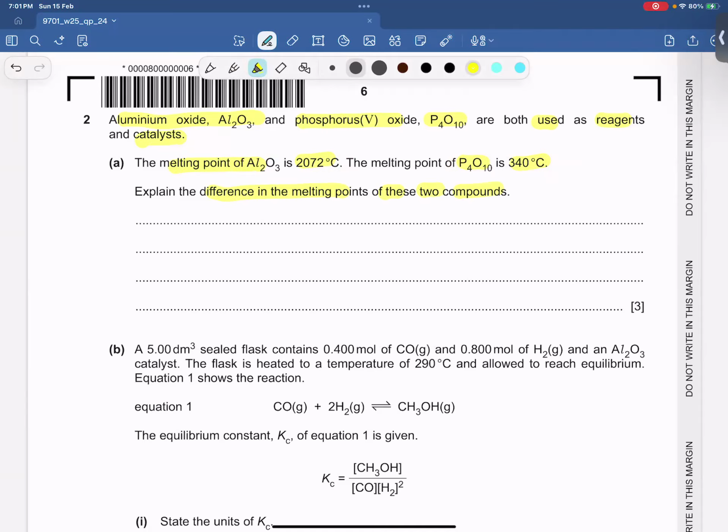And I've told you in the class whether examiner has given us any sort of instruction or not, we need to respond melting and boiling point in terms of structure and bonding. So let me write it down.